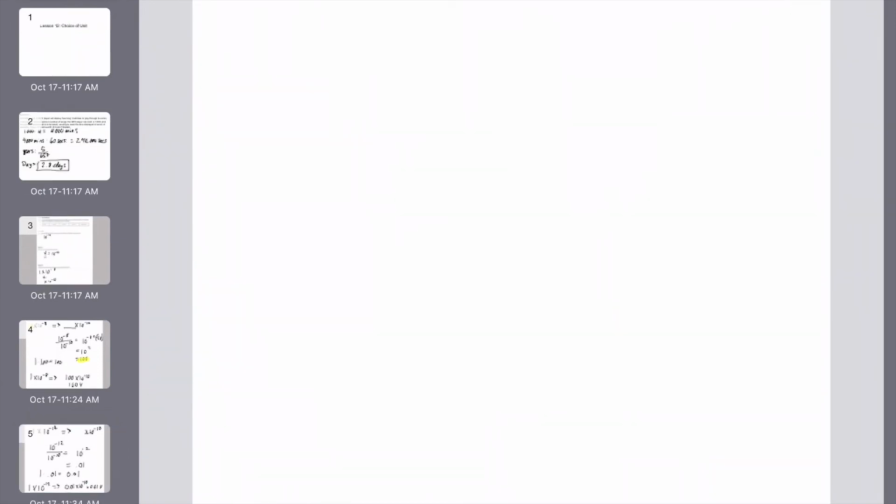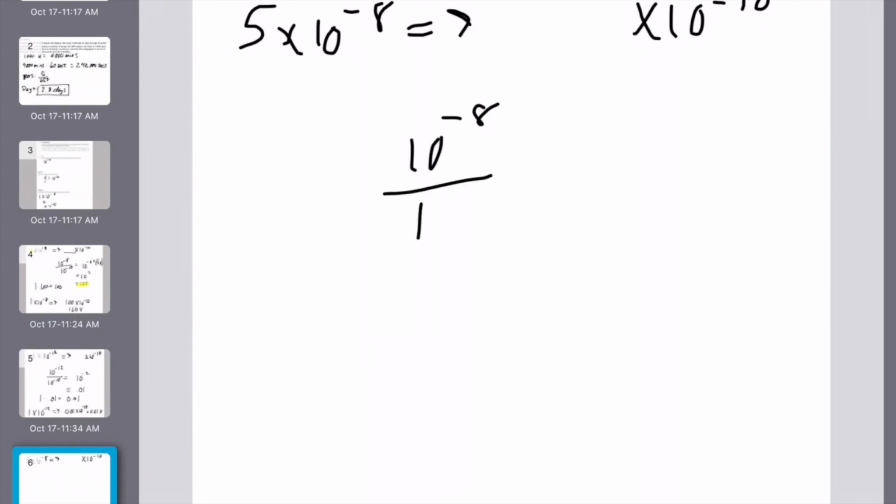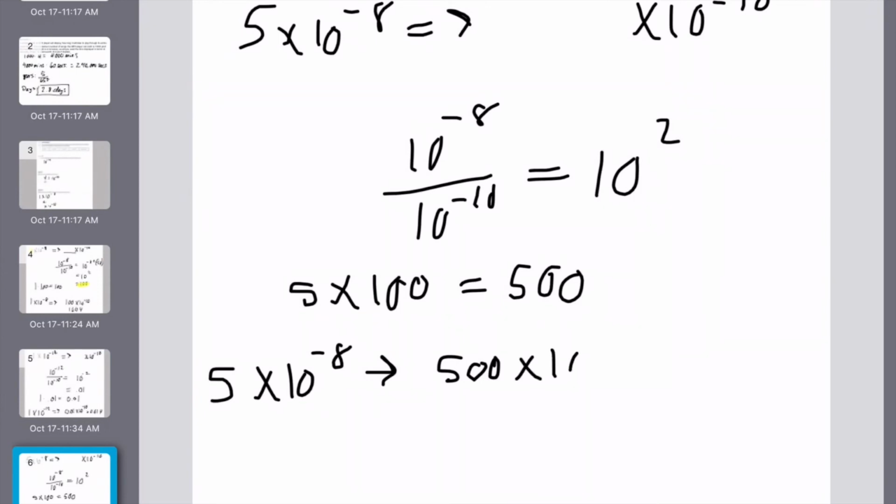Let's try this for our next example: 5 times 10 to the negative 8th. I'm trying to change this again to be times 10 to the negative 10th. Well, we already did 10 to the negative 8th. The difference between 10 to the negative 8th and 10 to the negative 10th was 10 squared. So I just need to do 5 times 100, or 5 times 10 squared, which gives me 500. So I can rewrite 5 times 10 to the negative 8th as 500 times 10 to the negative 10th, which is the same thing as 500y.